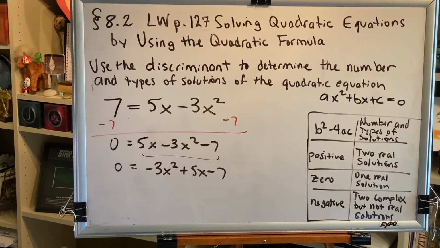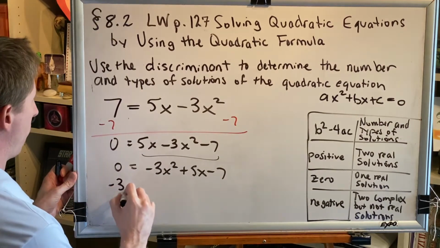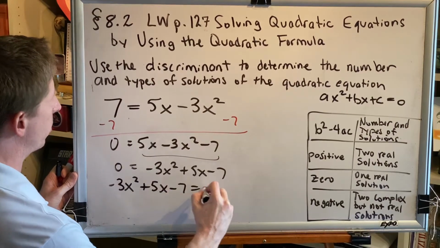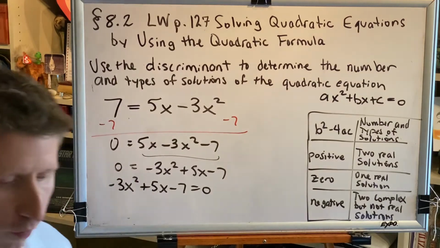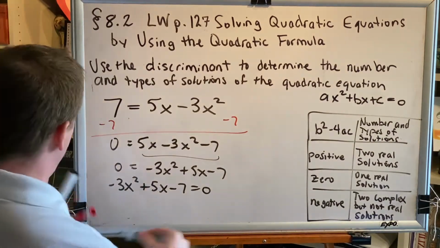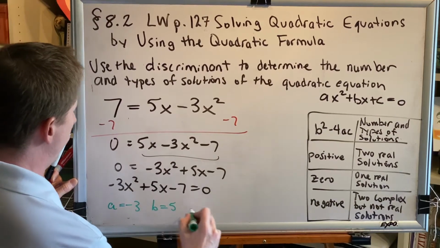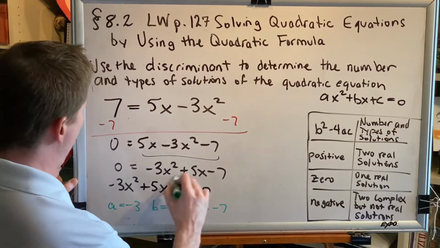Okay, now, if you're bothered by the fact that the 0 is over here on the left-hand side, feel free to swap it. Negative 3x squared plus 5x minus 7 equals 0. And now determine your coefficients a, b, and c. So a is equal to negative 3, b is equal to positive 5, c is equal to negative 7.